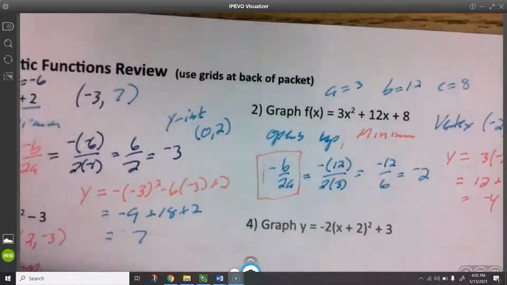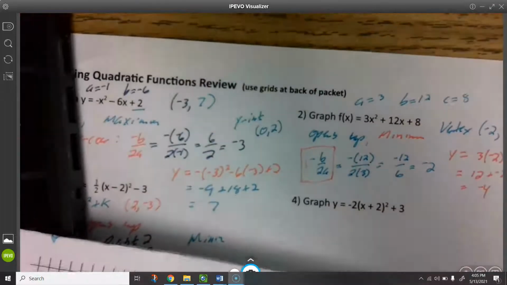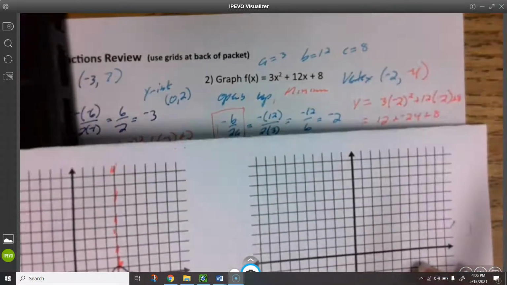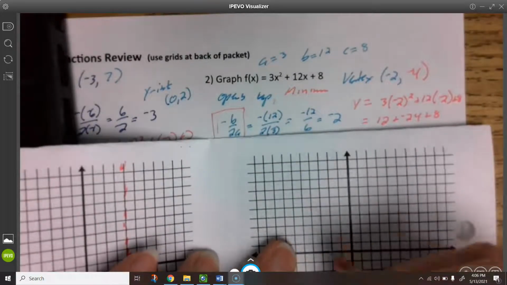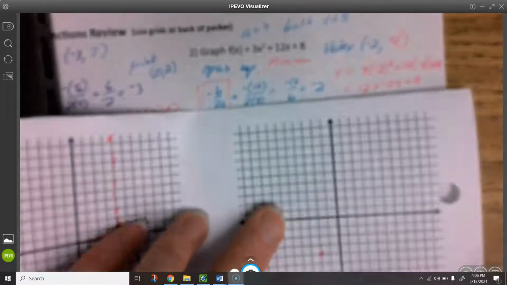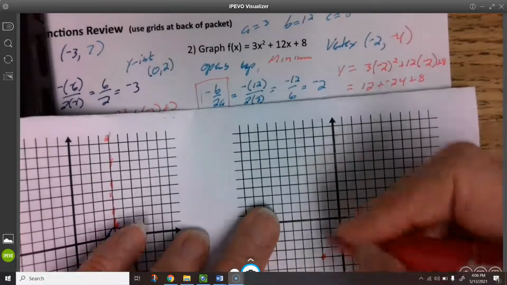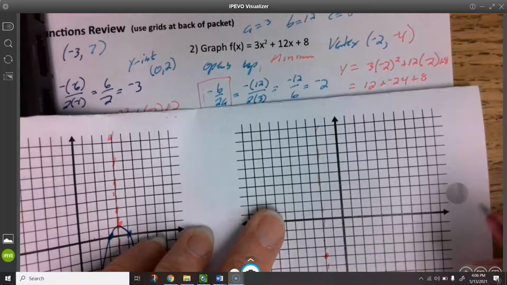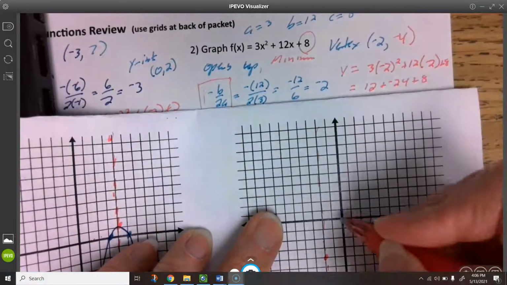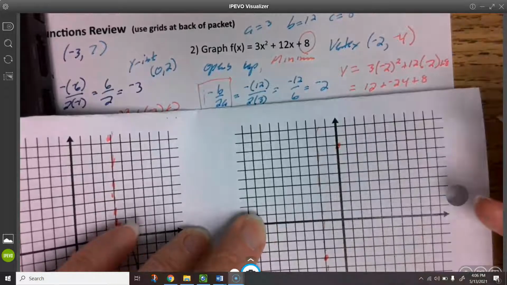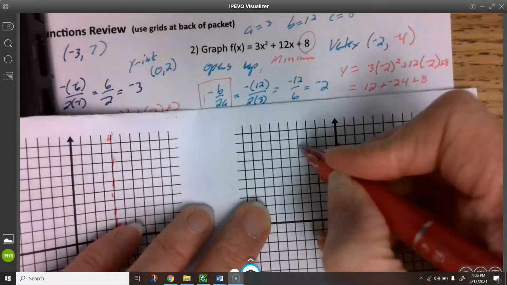Okay, so I'm going to line it out a little bit. My vertex is (-2, -4): 1, 2, 3, 4. Okay. My axis of symmetry. Y-intercept, what's a y-intercept? It's 8. 1, 2, 3, 4, 5, 6, 7, 8. Okay, find your reflection point.